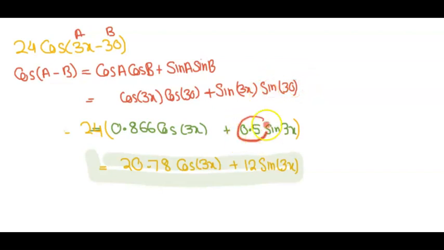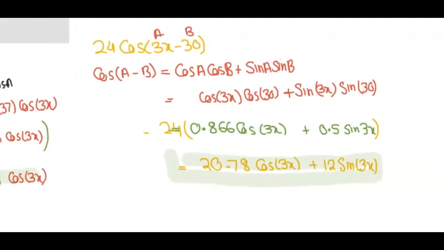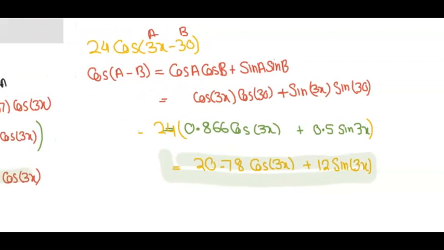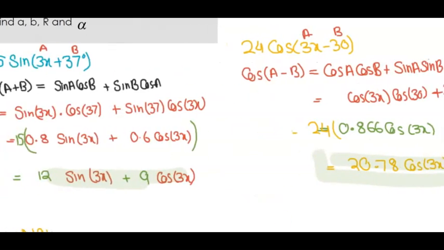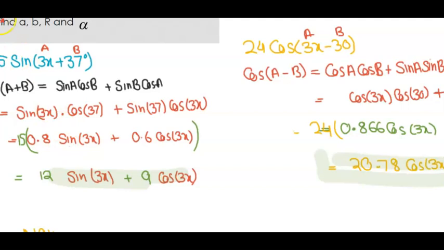Sine 30 is 0.5, put that one here. Cos 30 is 0.866, put that one here. Do not forget this 24. So bring the 24 down, multiply with 24 inside. So that will be 20.78 plus 12. Okay. Now once you got this 24 cos 3x minus 30, which is that bit, and for the other one, you got the answer.